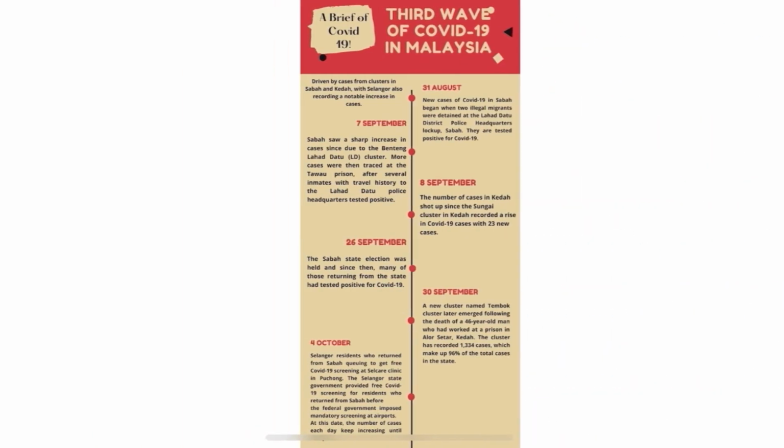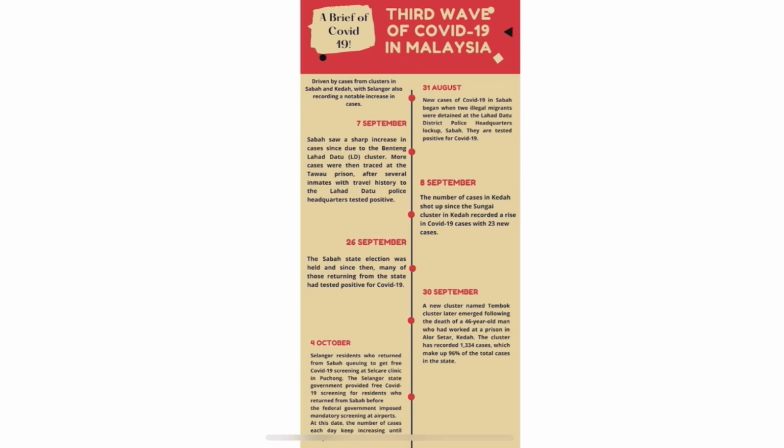Here is a brief of COVID-19 third wave in Malaysia. The third wave is driven by cases from clusters in Sabah and Kedah, with Selangor also recording a notable increase in cases. On 31st August, new cases of COVID-19 in Sabah began when 2 illegal migrants were detained at the Lahad Datu District Police Headquarters Lokap, Sabah on 24th August and later tested positive for COVID-19 on 31st August.